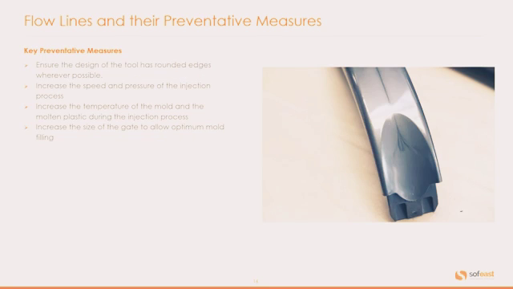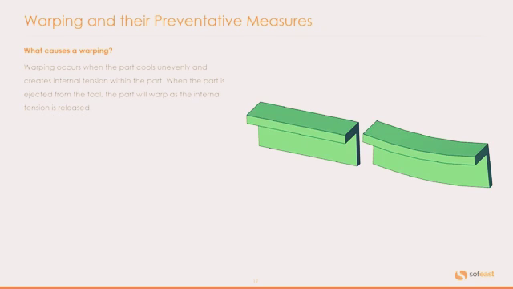Key preventative measures to avoid flow lines. Ensure that the design of the tool has rounded edges where possible. Increase the speed and pressure of the injection process. Increase the temperature of the mold and the molten plastic during the injection process. Increase the size of the gate to allow optimum mold filling.